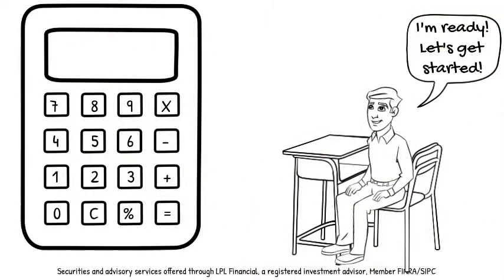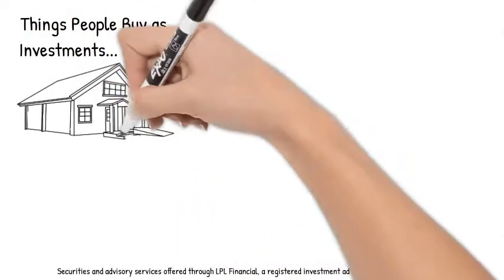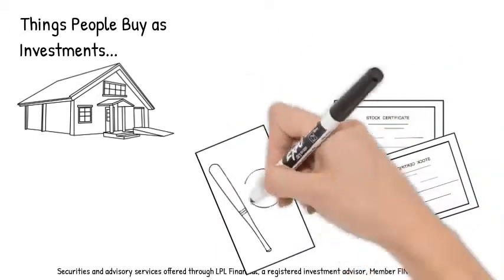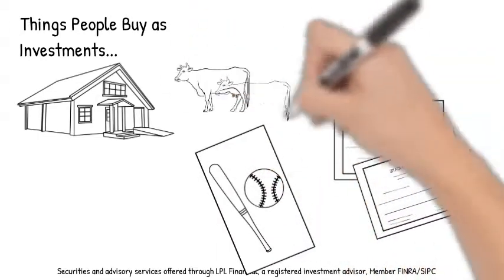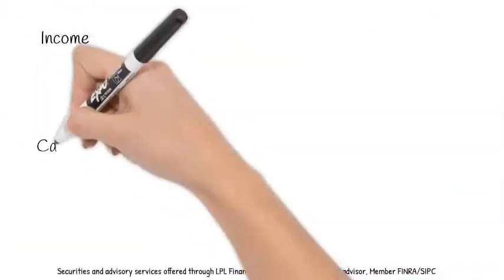Let's get started. Investing involves buying an investment. What is an investment? Glad you asked. It is putting your money to work by purchasing an asset with the goal of income or capital appreciation. Things people buy as investments include some of the following: a house, stock, certificate of deposit, aka a CD, bond, baseball cards, livestock, or even art.